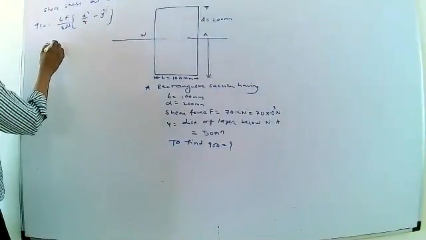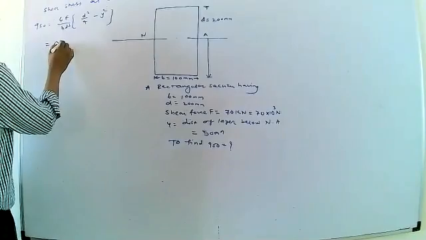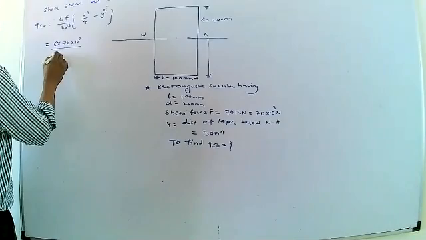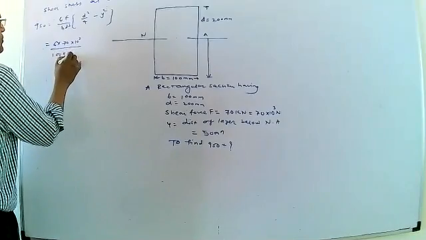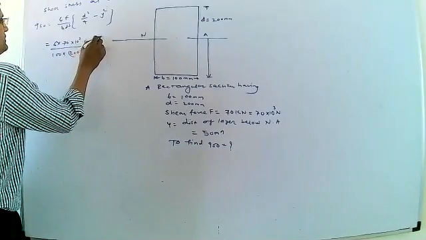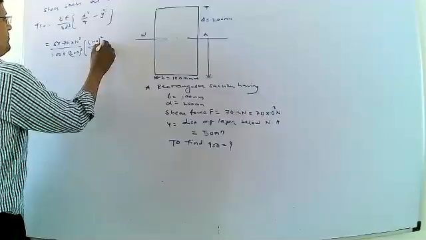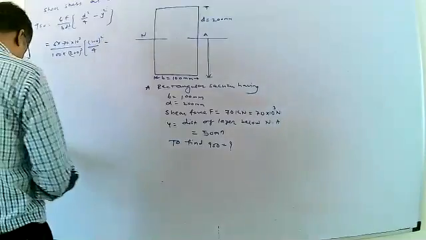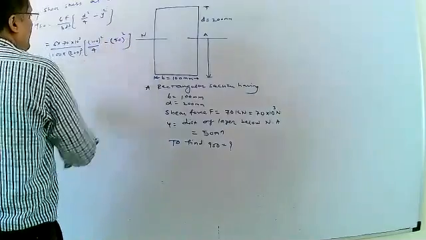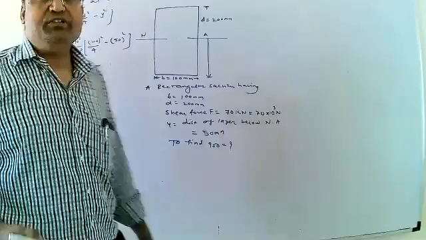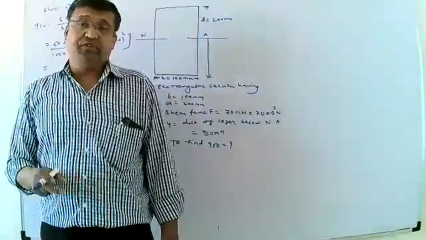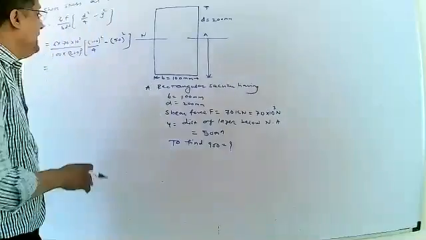Then you can put in the values: 6 into 70 into 10 raised to 3, divided by b is 100 into d is given 200 cubed, in bracket 200 square divided by 4 minus y, where y is given as 50. Y is the distance from the neutral layer or neutral axis. Then you just do the simplification or calculation, and after calculation we get the final value.